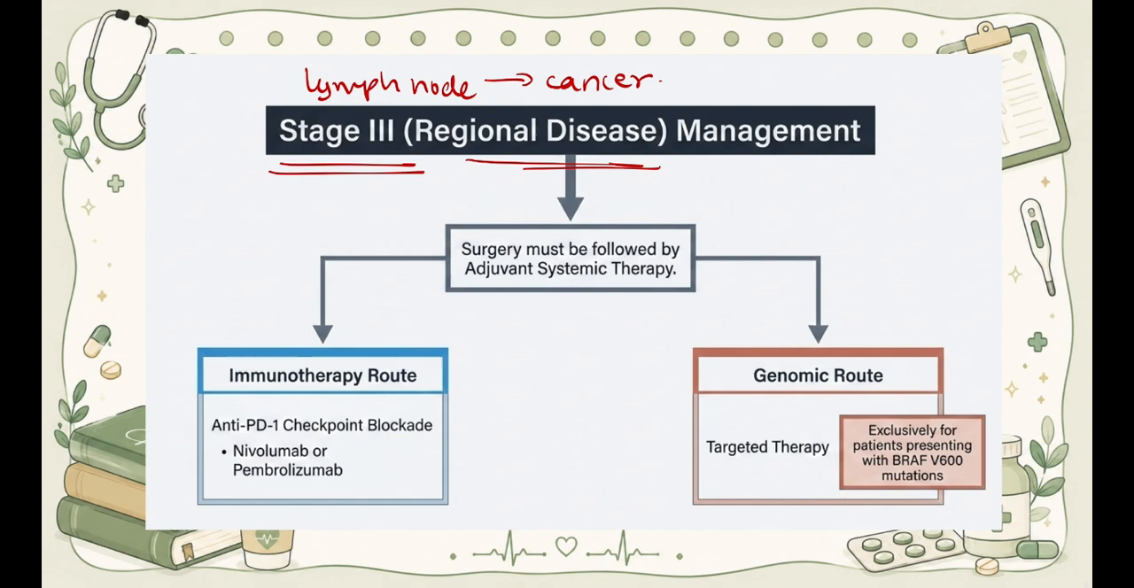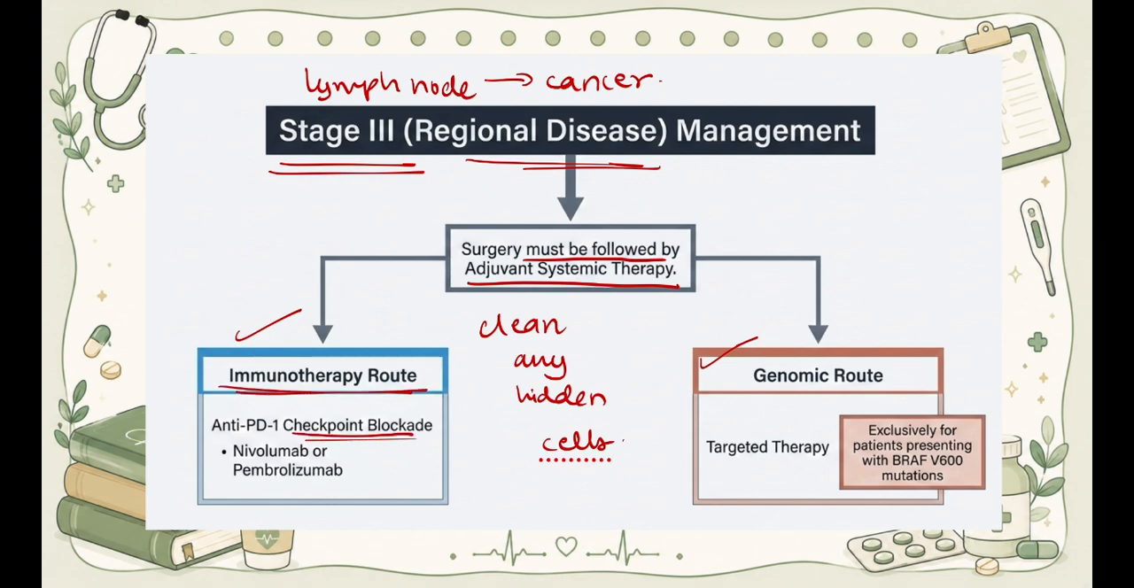At this point, surgery alone is no longer enough. It must be followed by adjuvant systemic therapy. The goal here is to clean up any hidden microscopic cells. Modern medicine offers 2 distinct, highly advanced paths for this. One route is immunotherapy. This uses checkpoint blockade drugs to supercharge the patient's own immune system.